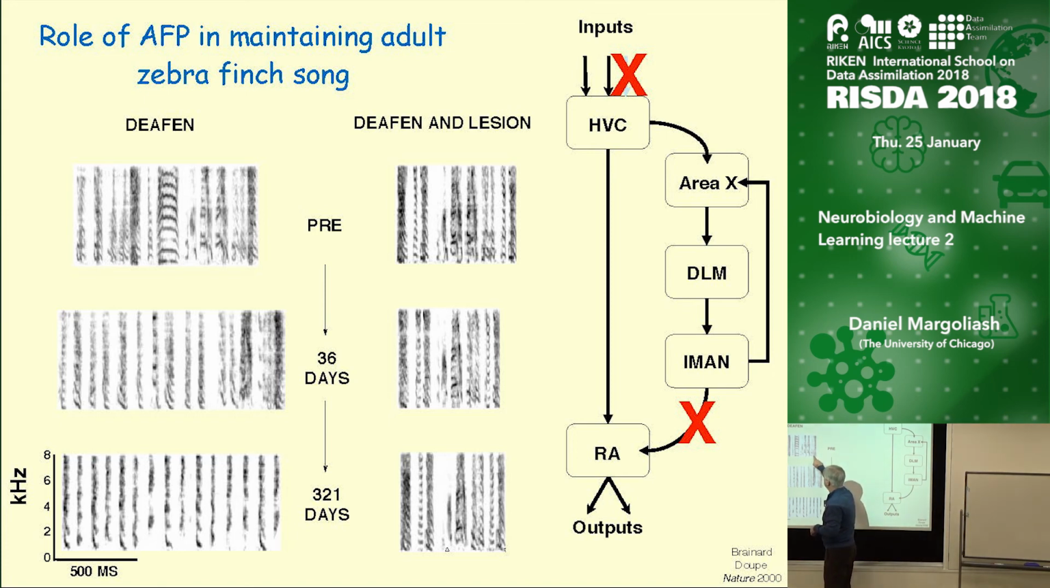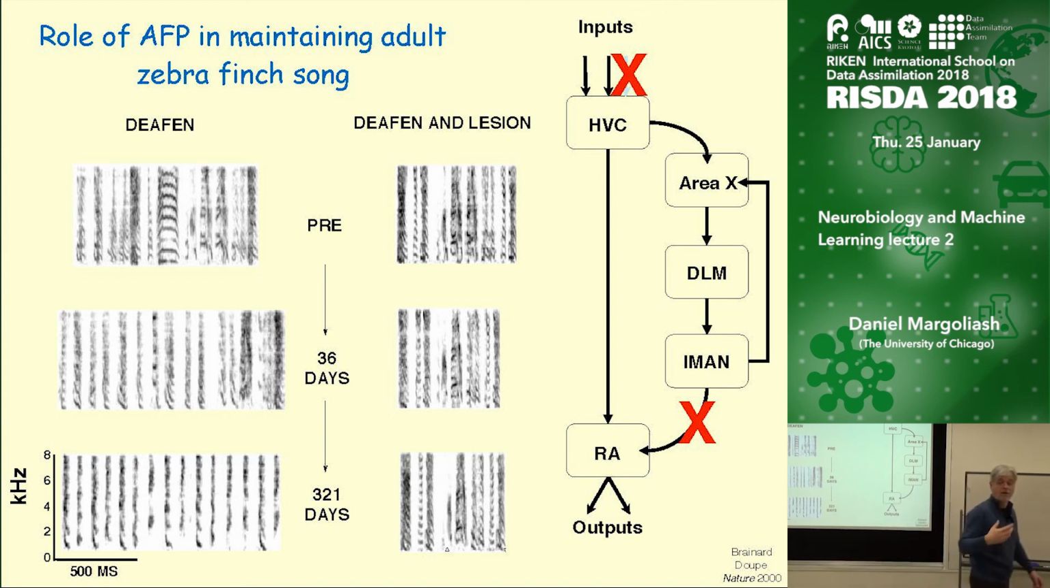And here's an example of the intact song of a bird prior to deafening, and then the bird was deafened, and that's designated in this schematic by loss of an input to HVC. And then a month later, you start seeing quite a bit of deterioration in the song, loss of elements and simplified song. And that is maintained a year later. Okay, so that's what happened to this bird.